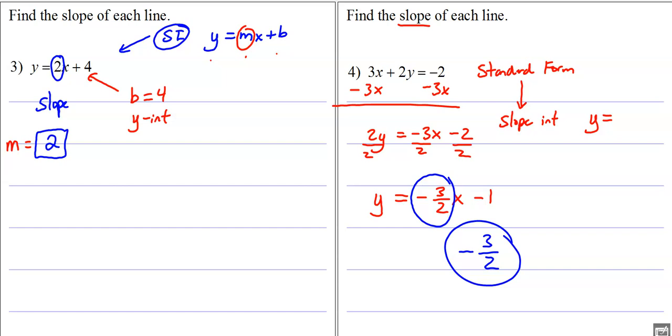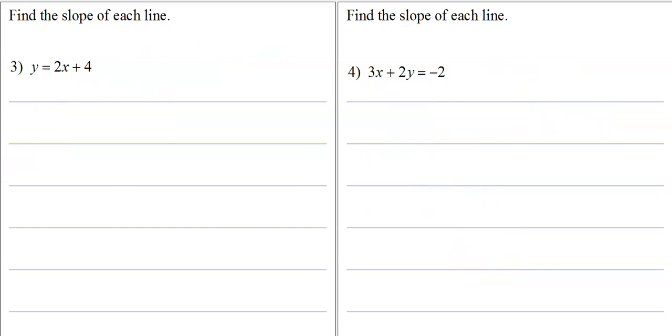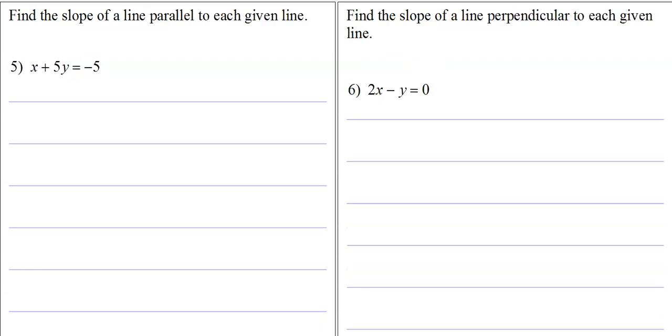Correct answer. All right, let's keep right on going here. Number 5 and number 6. Still finding slope, a very important concept. We can't really write equations if we don't know how to first find the slope. So find the slope of a line parallel. Remember, parallel lines need to have the same slope, or the same steepness.